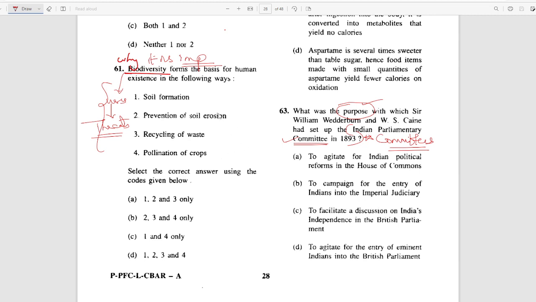We had completed till question 60. So today we'll start with question 61.